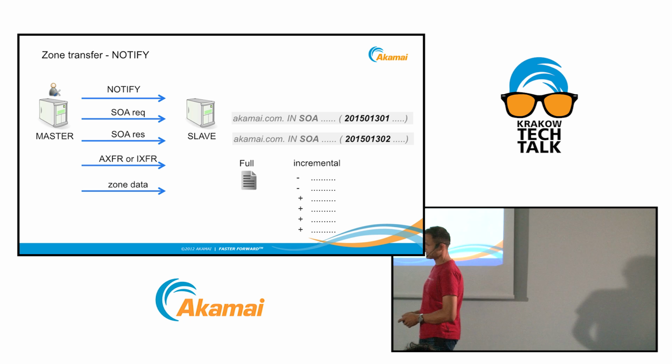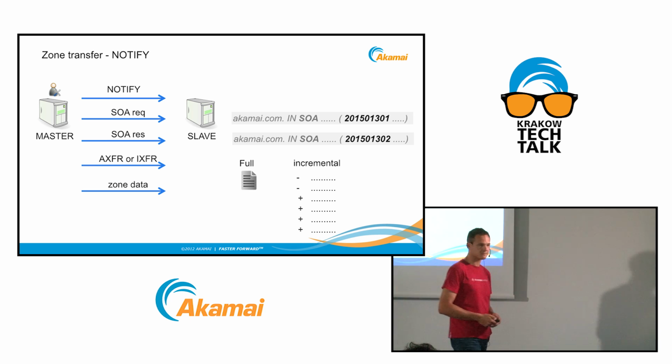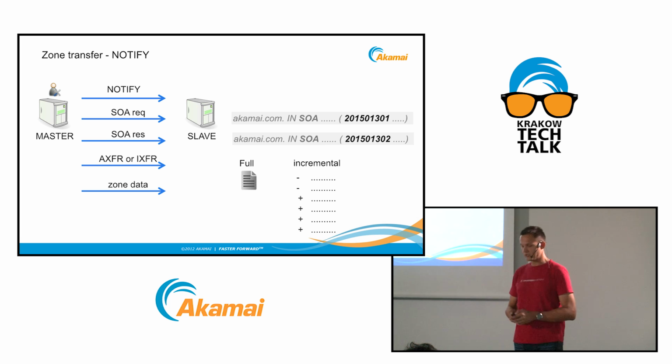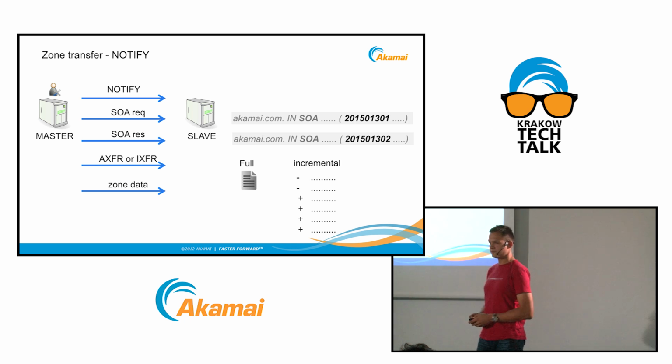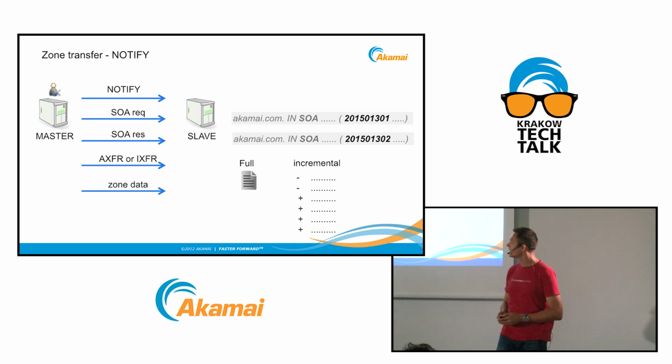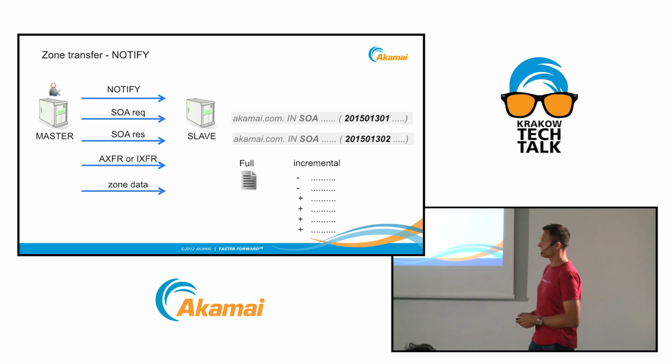Now what the slave does, the slave is asking for the start of authority resource record. Why? Because the slave has to compare two values: the serial number that he already has with the new serial number he received. Now, if those numbers are different, the slave server will initiate zone transfer. It means he will try to download data from master to update the zone file. Obviously, he will get the data from master and update in memory, on disk, whatever.